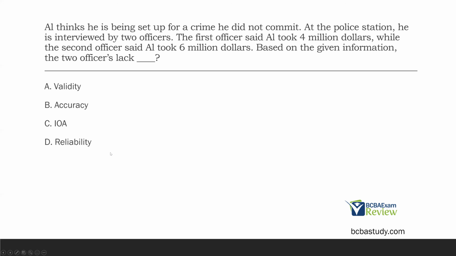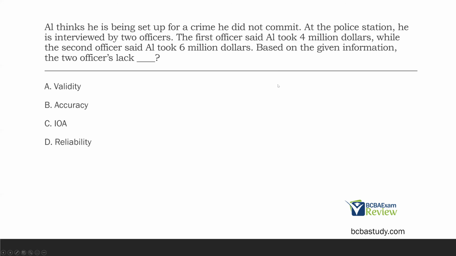And then reliability. To determine reliability, we would need these two officers to take this data point again. That's reliability. Can you consistently take the data the same way over and over again? We would need more data points to understand reliability.